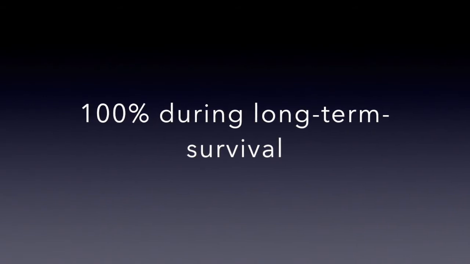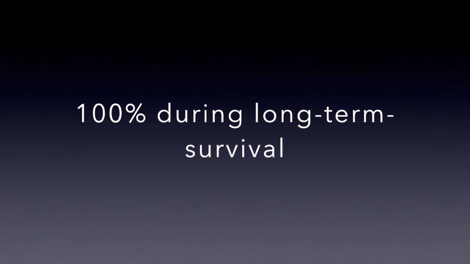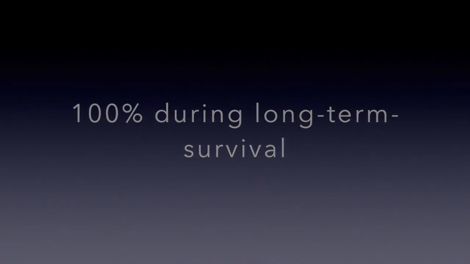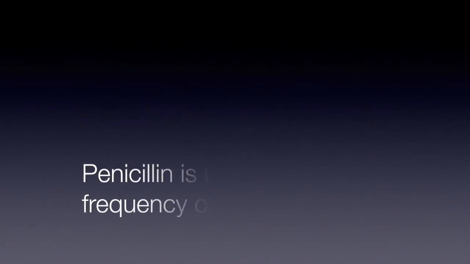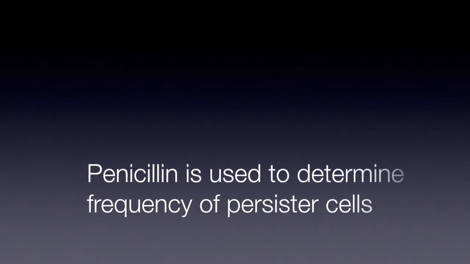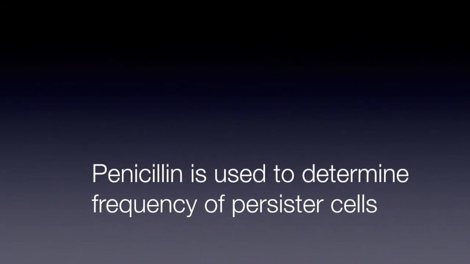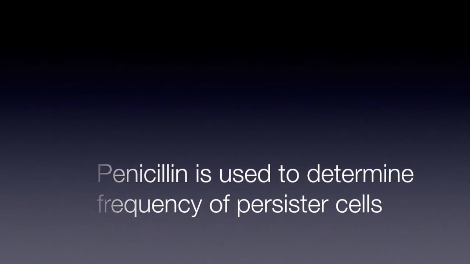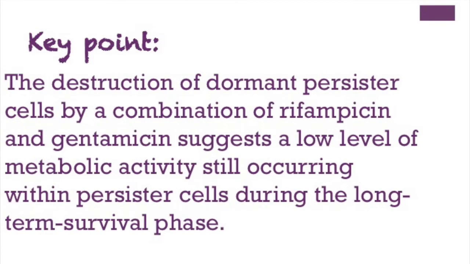To determine if Staphylococcus aureus reaches 100% persister cells in the long-term survival phase also, penicillin was used as a treatment at various phases of growth. Staph aureus persister cells were then exposed to the antibiotics penicillin, rifampicin, gentamicin, and a combination of rifampicin and gentamicin to evaluate the effect of different combinations of antibiotics in the destruction of Staph aureus persister cells.